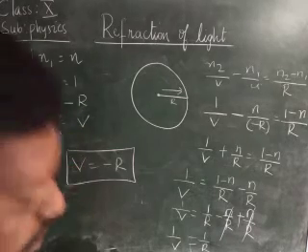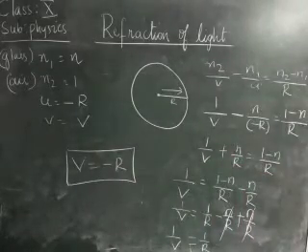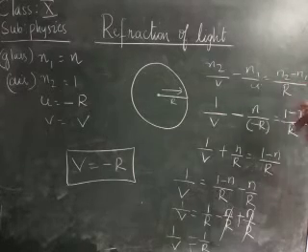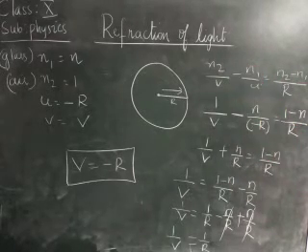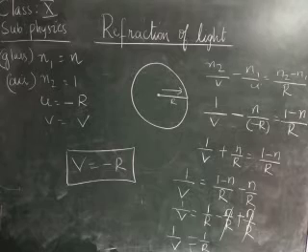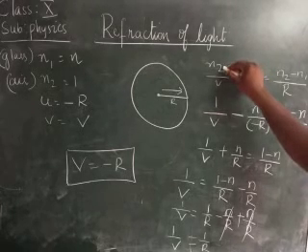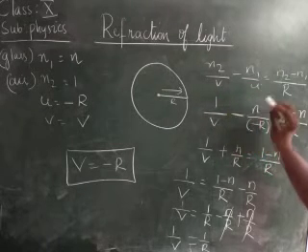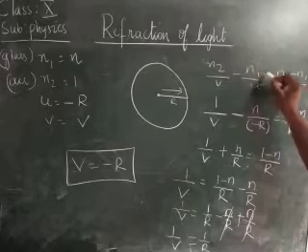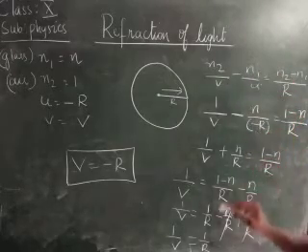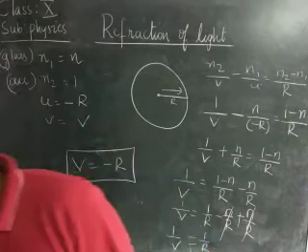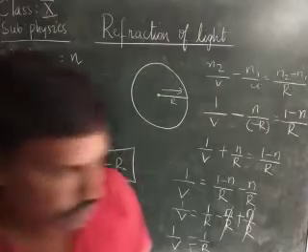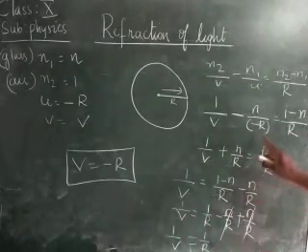Now substituting the formula, we get n2 by v minus n1 by u is equal to n2 minus n1 by r. n2 is the refractive index of the air, that is 1, by v, minus n1, which is nothing but n, by u, and u is minus r, the radius of the sphere.